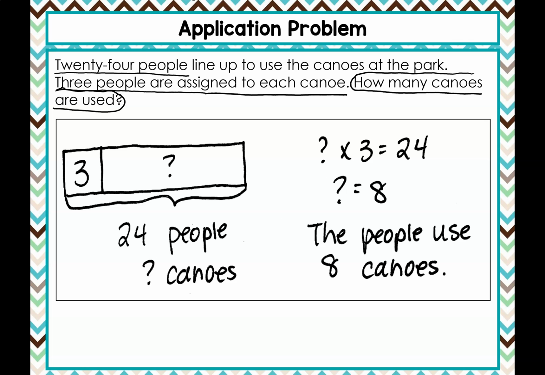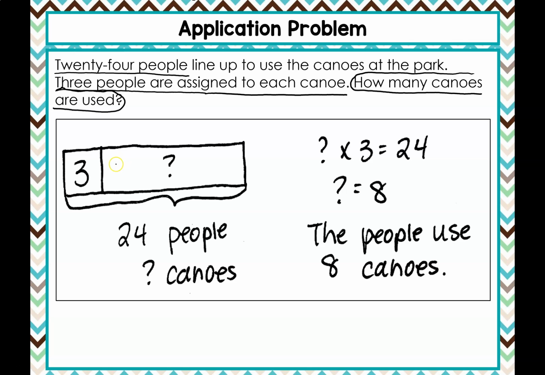Okay, but let's set up that problem over here with our tape diagram. So here at the bottom, the total that they wrote was 24 people. Then on the inside of their tape diagram, they drew a box with 3 in it, which represented the 3 people assigned to each canoe. So then what was left over was, well, how many canoes are actually used?